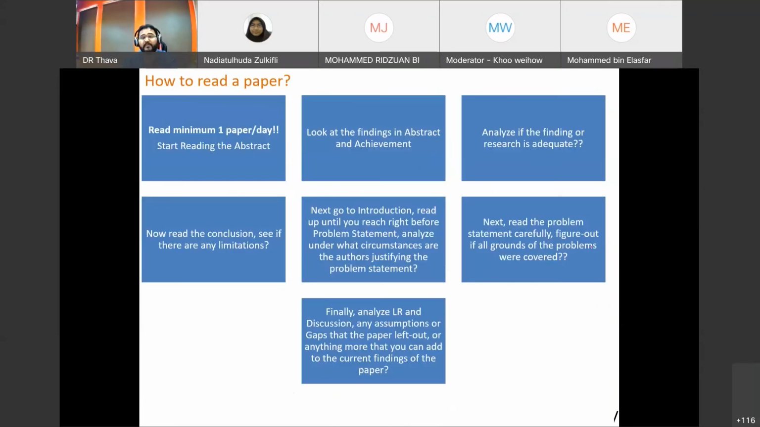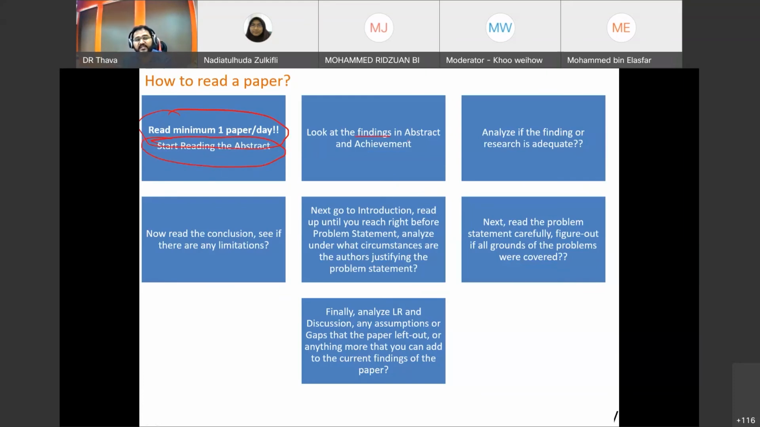Okay. Now, coming to literature review, reading is an essential part. I'm going to teach you how to read a paper. Let me tell you, every day you must read one paper in the morning. Every day. But I'm not talking about reading fully, but you must touch base with at least one paper per day. How? Start by reading the abstract first.